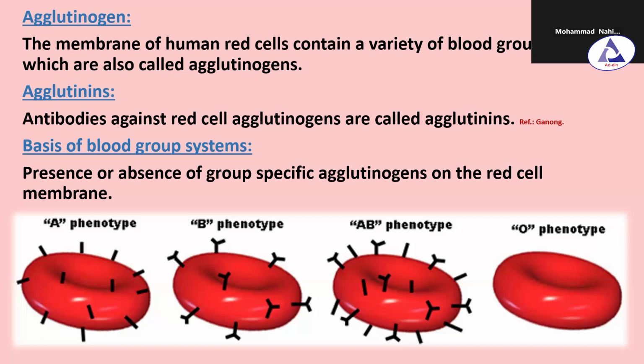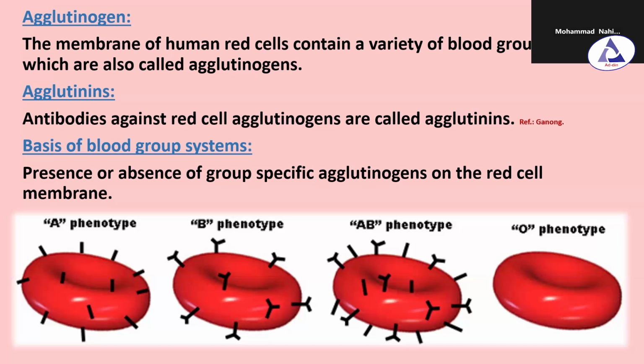Now, we have to know what the basis of the blood group system is. Remember, this is a very important topic. So, come to the main point. The basis is the presence or absence of group-specific agglutinogen or antigen on the red cell membrane. If agglutinogen or antigen A is present on the red cell membrane, we call it blood group A. If agglutinogen B is present, we call it blood group B.